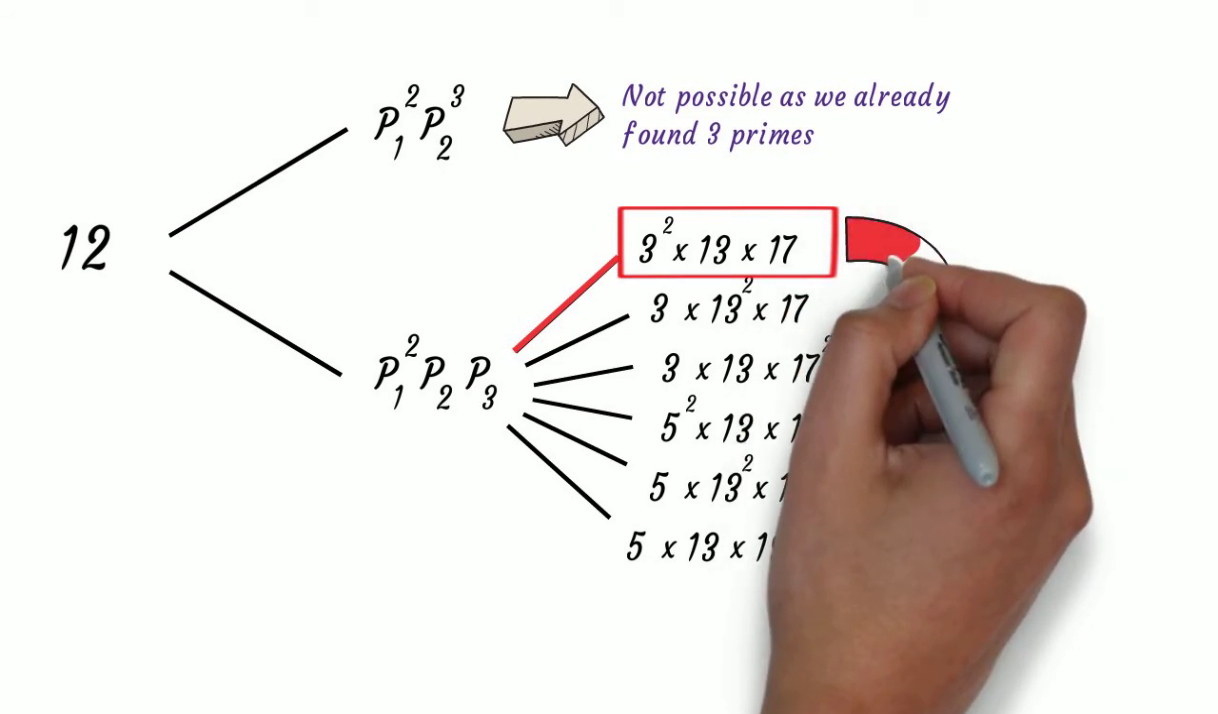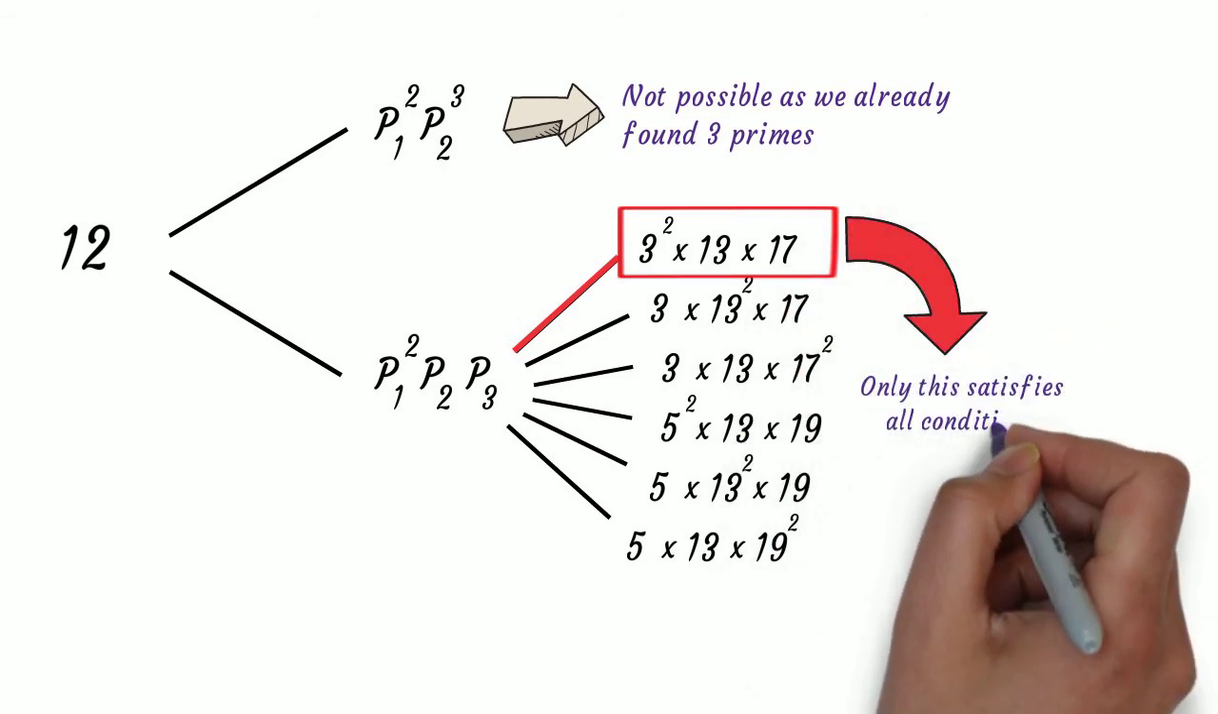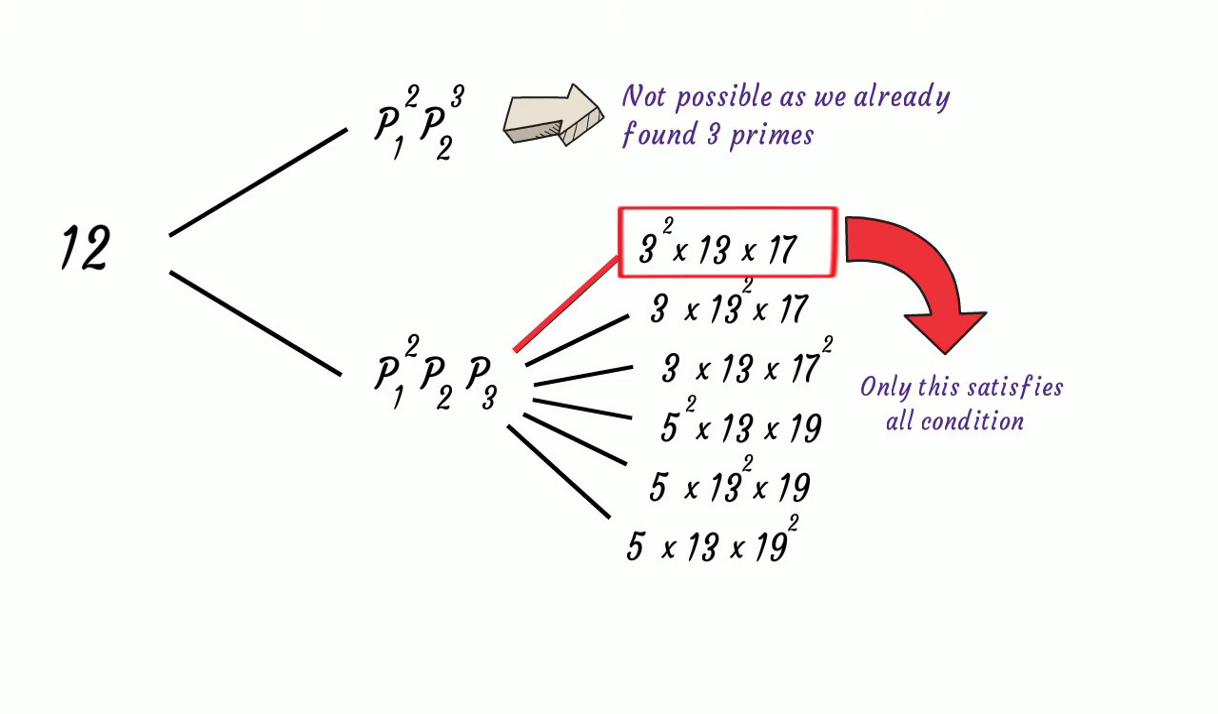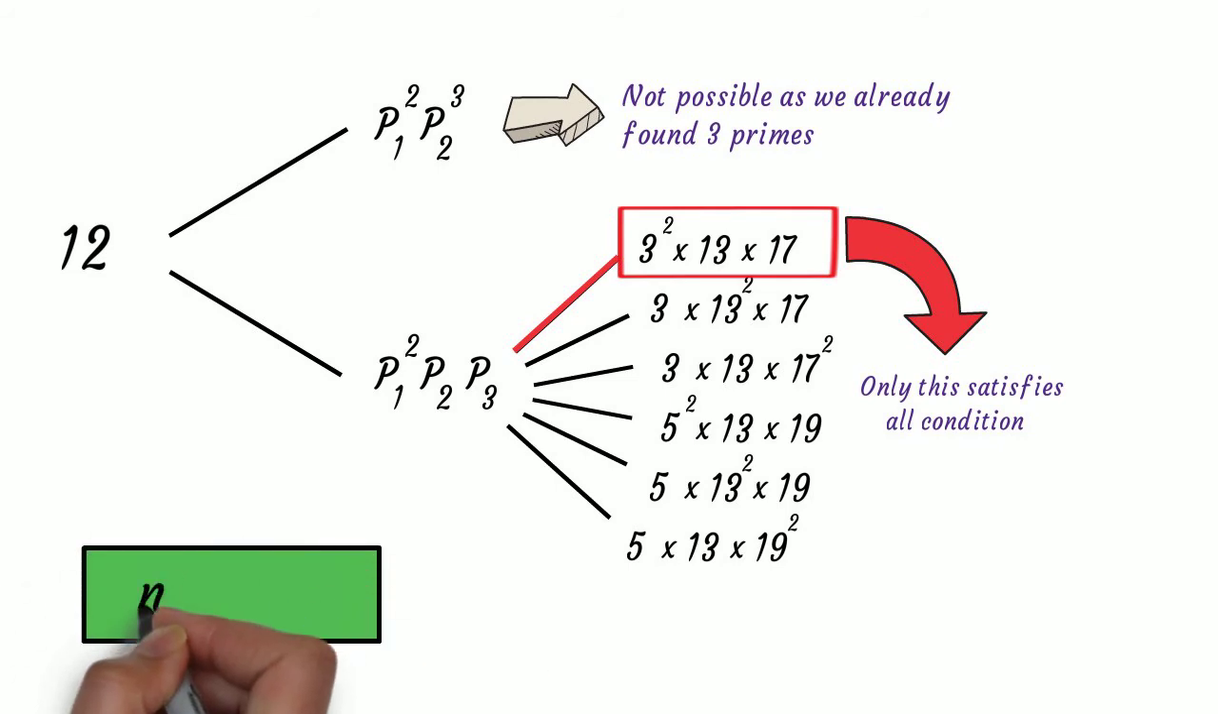And this makes it very clear that only the first number, that is 3 square into 13 into 17, is a valid solution. And so 1989 is the required answer.